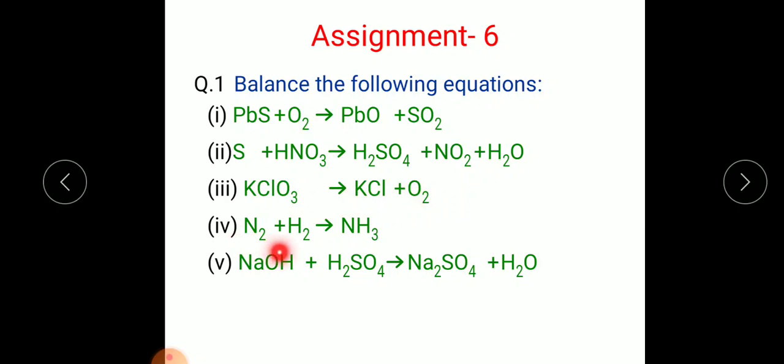Fourth is nitrogen plus hydrogen giving you ammonia. And fifth is sodium hydroxide and sulfuric acid reacting to give you sodium sulfate and water.